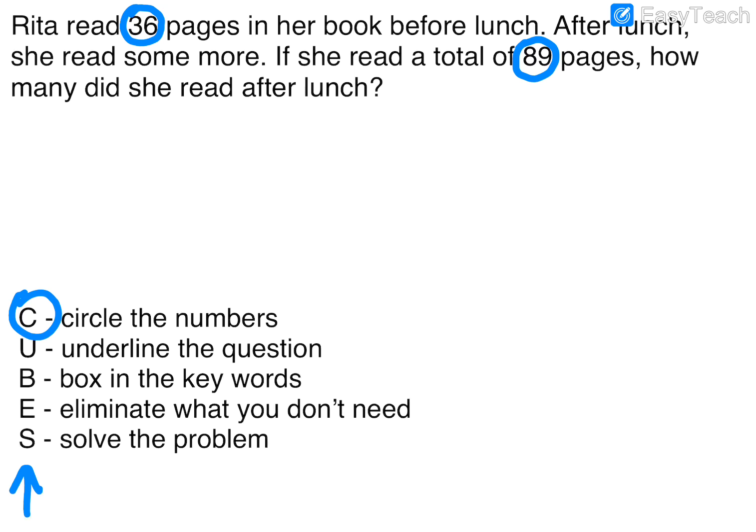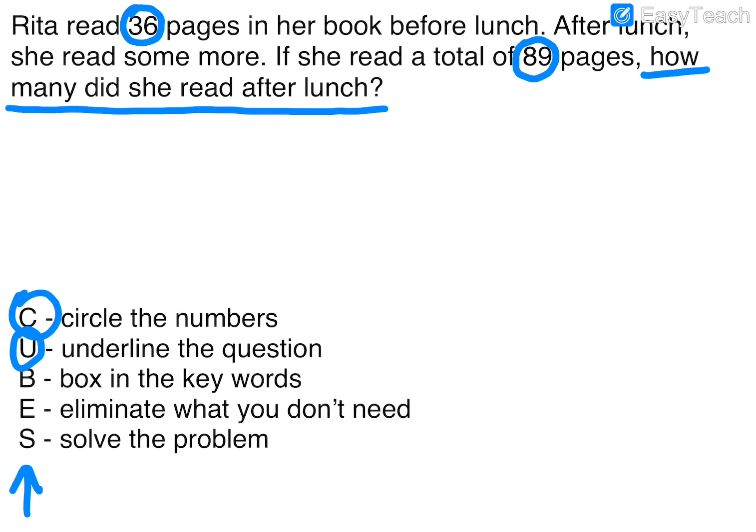Next, I'm going to look at U. U stands for underline the question. Rita read 36 pages in her book before lunch. After lunch, she read some more. If she read a total of 89 pages, here comes a question. How many did she read after lunch?